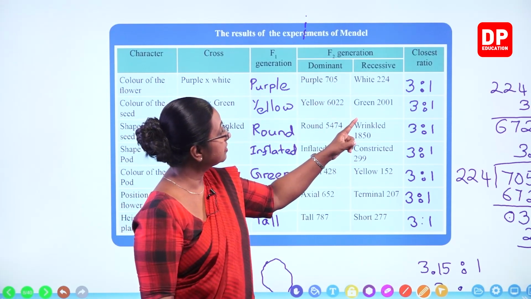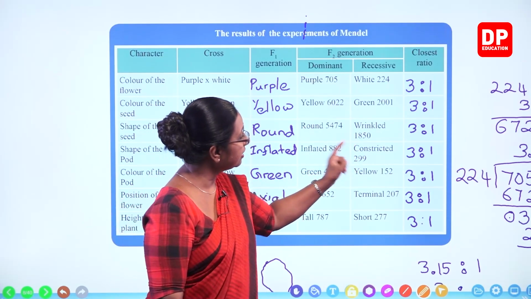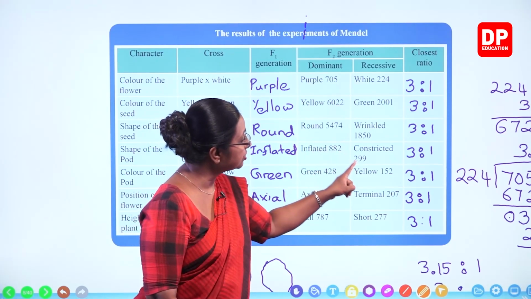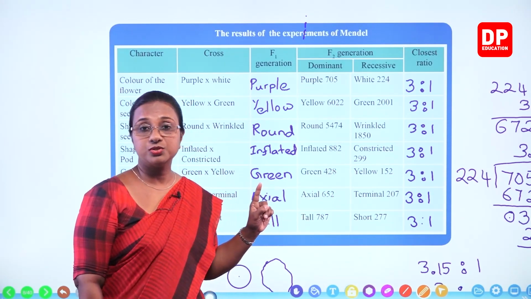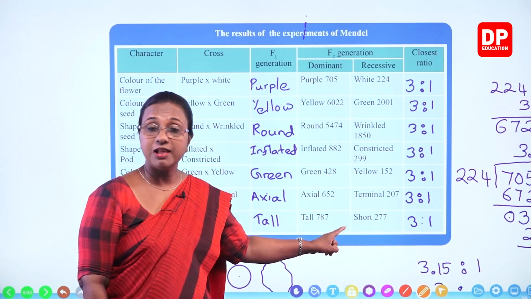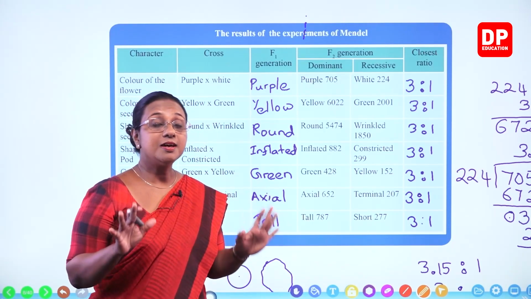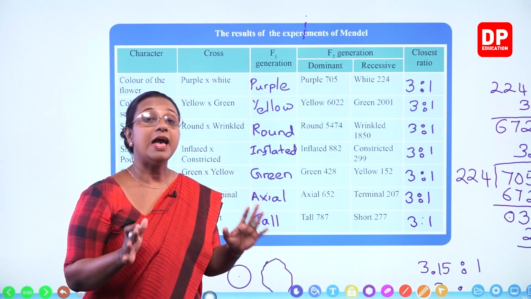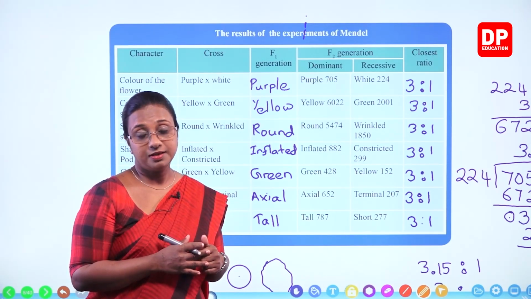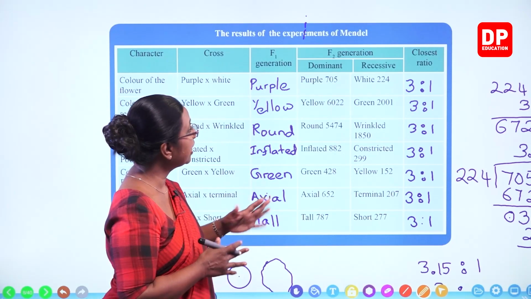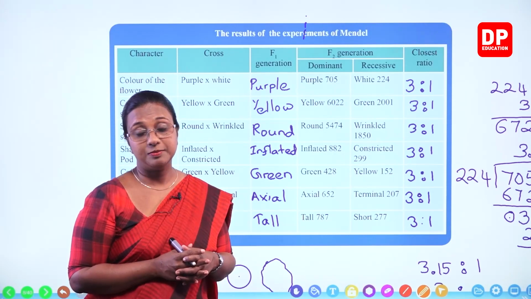Purple is to white flowers, 3:1. Yellow is to green seeds, 3:1. Round is to wrinkle seeds, 3:1. Inflated is to constricted pods, again 3:1. Green is to yellow pods, that is also 3:1. Axial is to terminal flowers, that is 3:1. And tall is to short plants, 3:1. 7 different characters, and each of them having contrasting characters. So that is the observation or the result of the Mendel experiment.